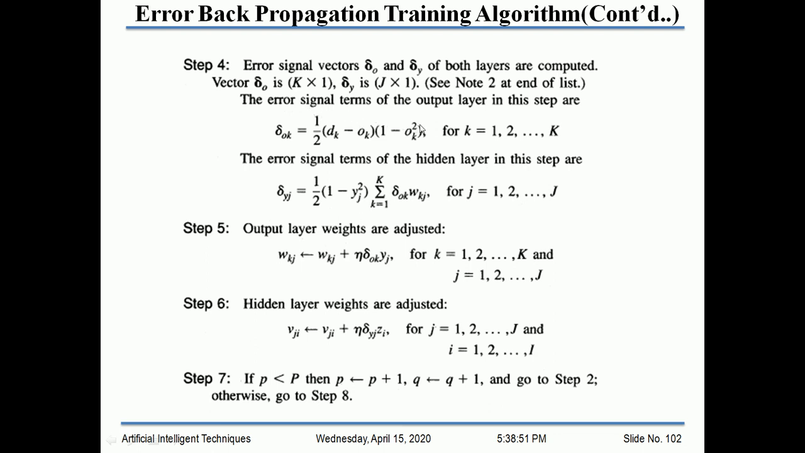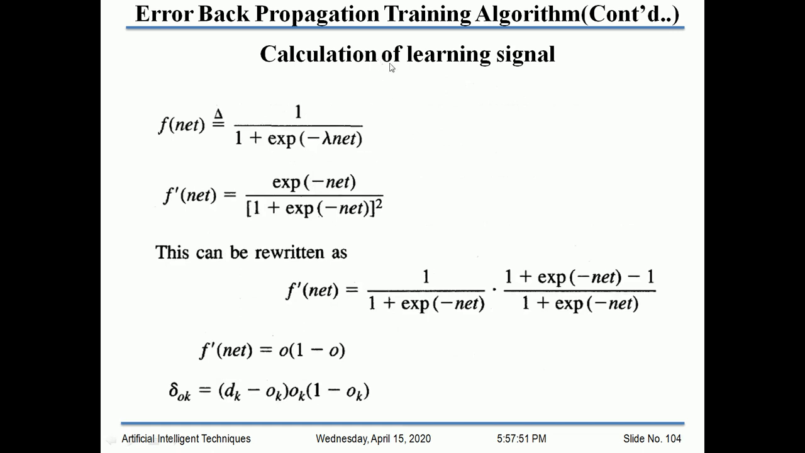See here, the error signal term of the output layer in this step is delta ok equal to half into (dk minus ok) into (1 minus ok square). How did I get this? We'll check it once. How do we calculate the learning signal? I already told you that we have chosen a continuous activation function, that is f of net equal to 1 by 1 plus exponential of minus lambda net. Since this is a continuous perceptron and a continuous activation function is being used, we need to go with the delta learning rule.